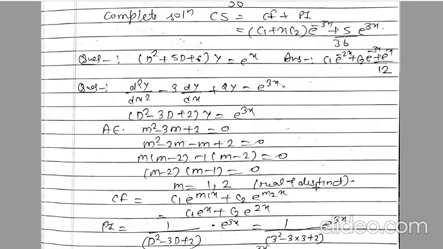Now there is another example: d2y upon dx2 minus 3 dy upon dx plus 2y is equal to e to the power 3x. So first, just find the complementary function. For the auxiliary equation, we are getting two roots, m is equal to 1 and 2, real and distinct. So CF is equal to c1 e to the power x plus c2 e to the power 2x. Now this is our complementary function.